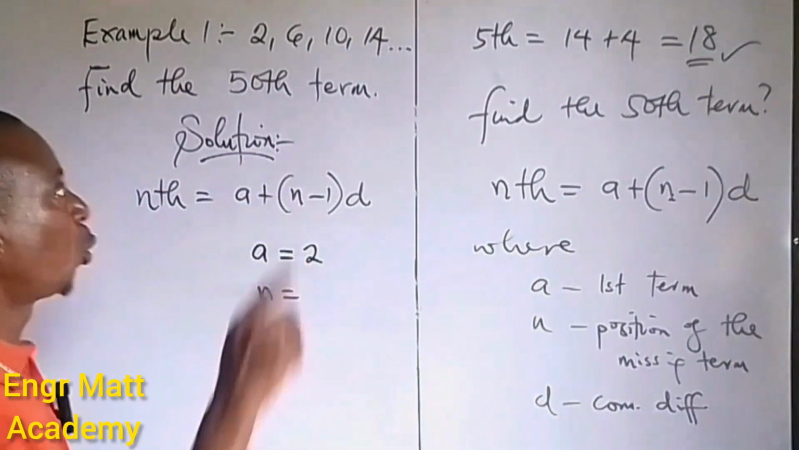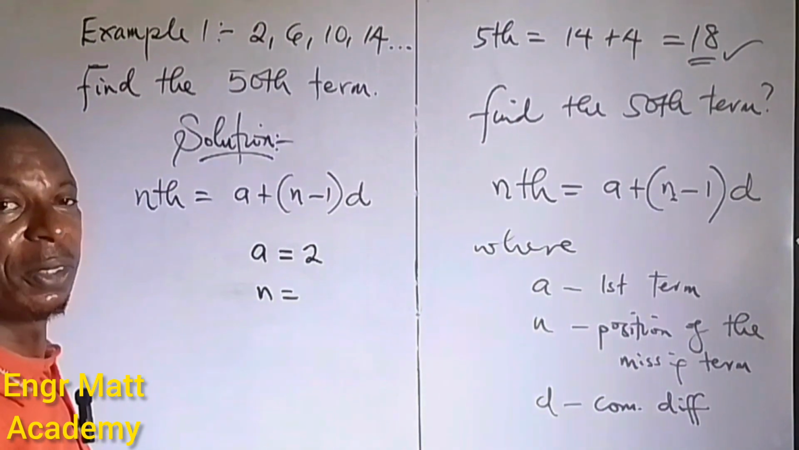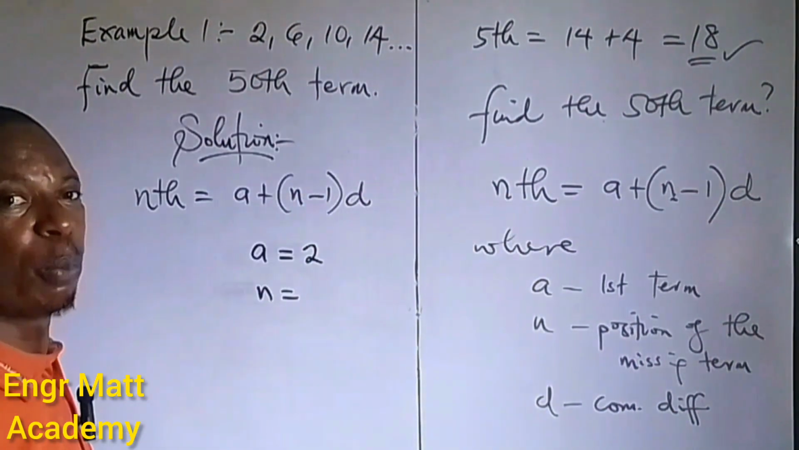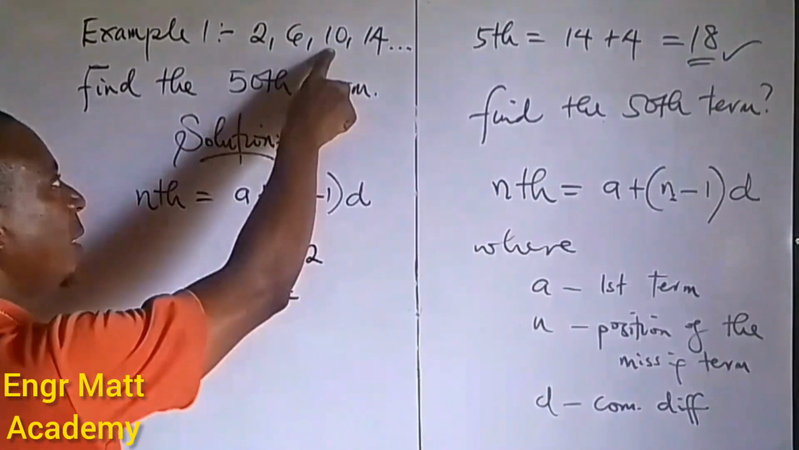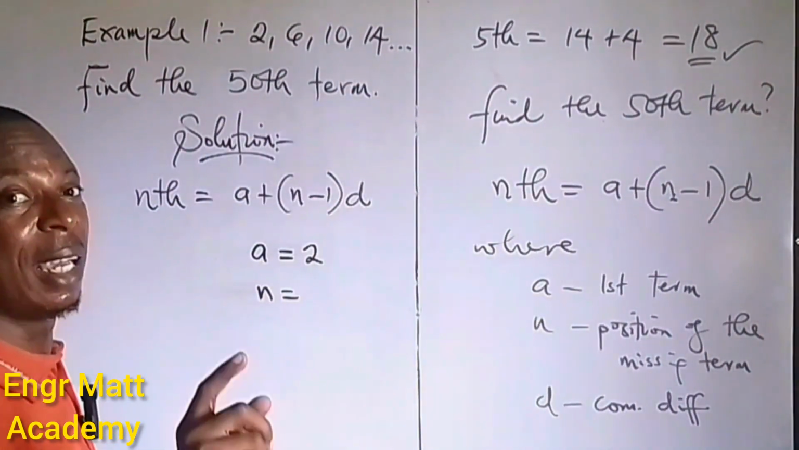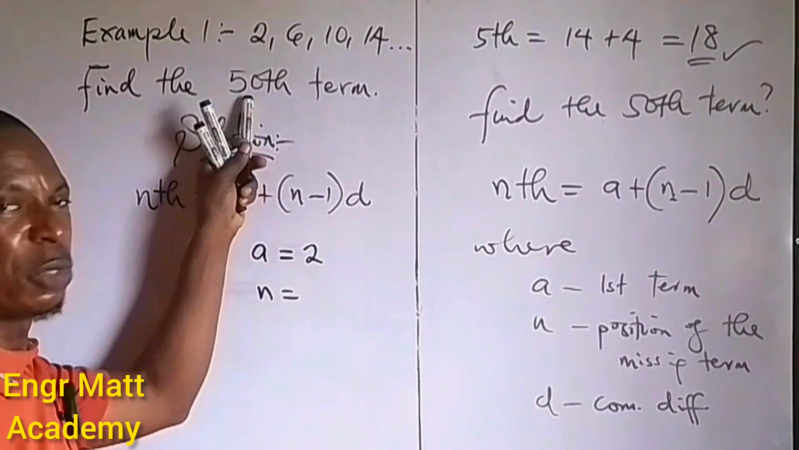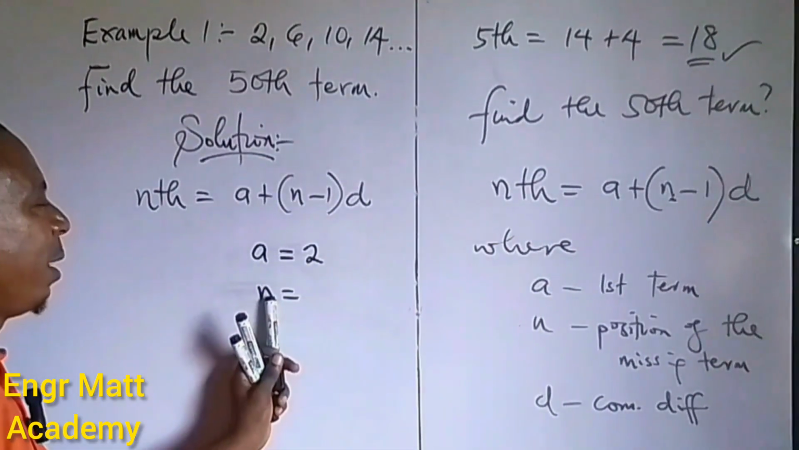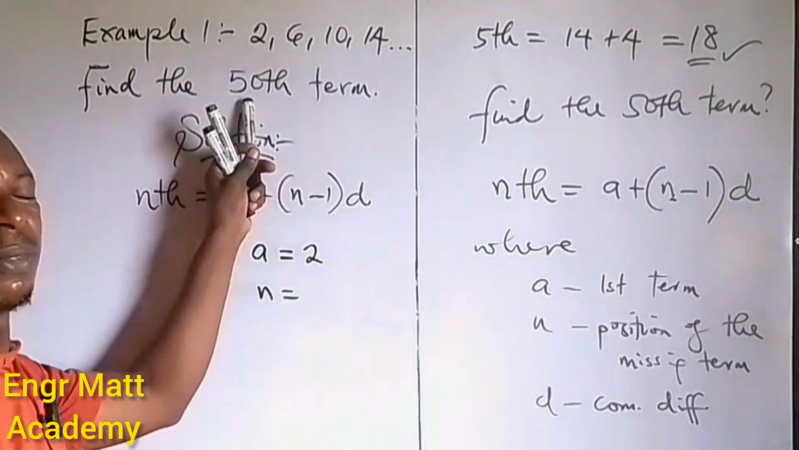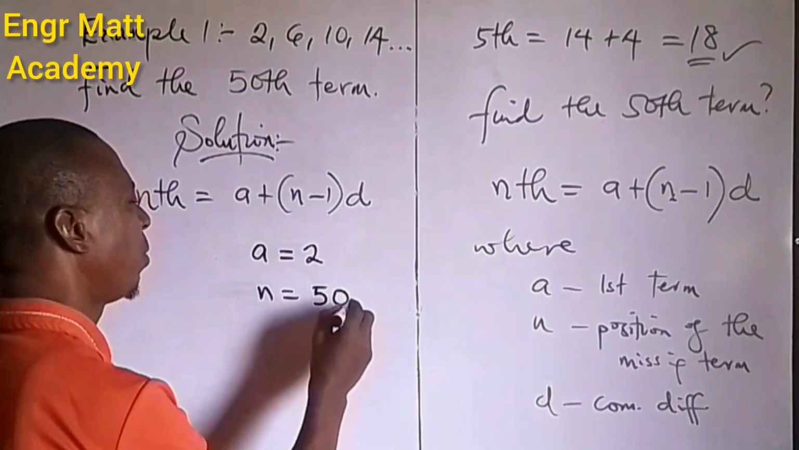The first term, 2, is occupying the first position. The second term is 6, occupying the second position. The third term is 10, occupying the third position. So there's a number occupying the 50th position. That is the number we are looking for. So n here means the 50th position. So we say n is 50.